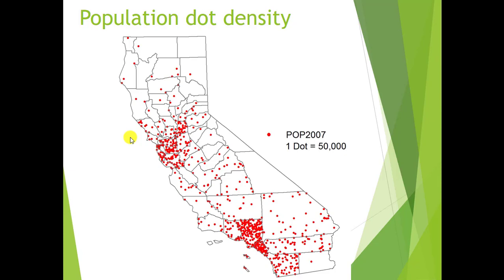Yes, please. Why have them all scattered around? Because it's randomly placed in that boundary. So, zero population, no dot.